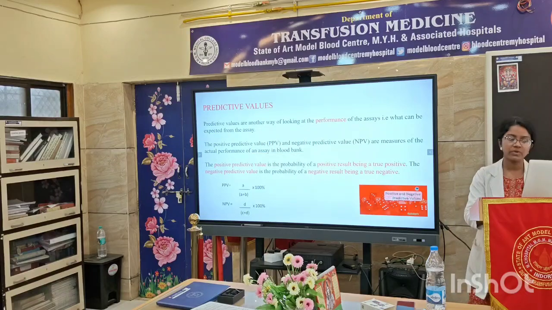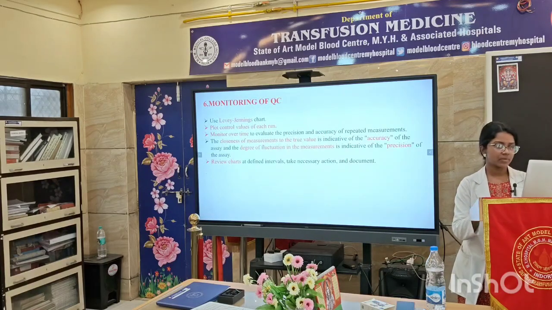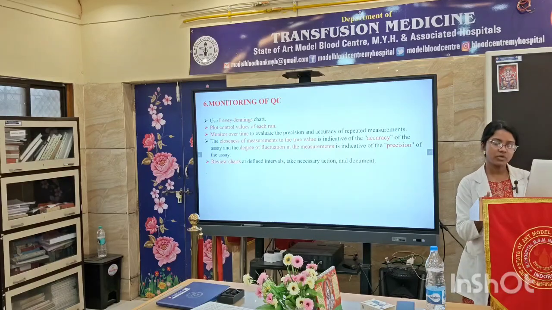So positive predictive value is given by the formula true positive by true positive and false positive into 100%, and negative predictive value is given by the formula true negative by true negative and false negative into 100%. So how we have selected the assay also. We have the standard values also, mean and standard deviation also we have. Now we have to see how we are going to use those.